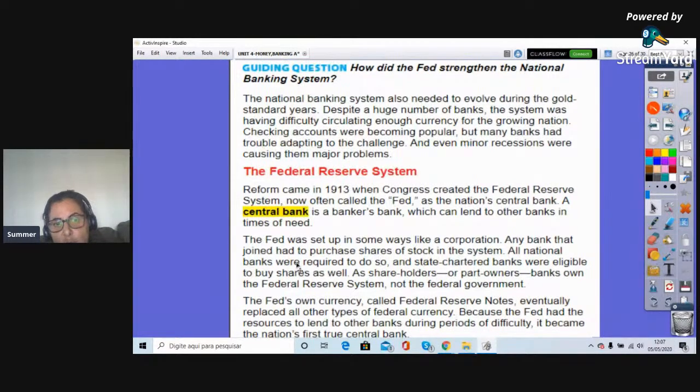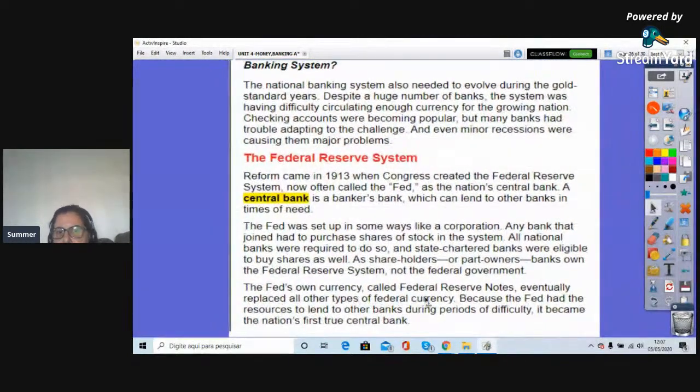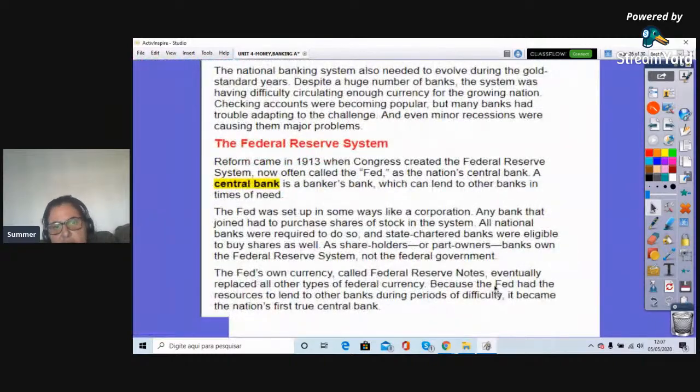So all national banks were required to do so, and state chartered banks were eligible to buy shares as well. As shareholders or part owners, banks own the Federal Reserve System, not the federal government. The Fed's own currency, called Federal Reserve notes, eventually replaced all other types of federal currency. Because the Fed had the resources to lend to other banks during periods of difficulty, it became the nation's first true central bank.